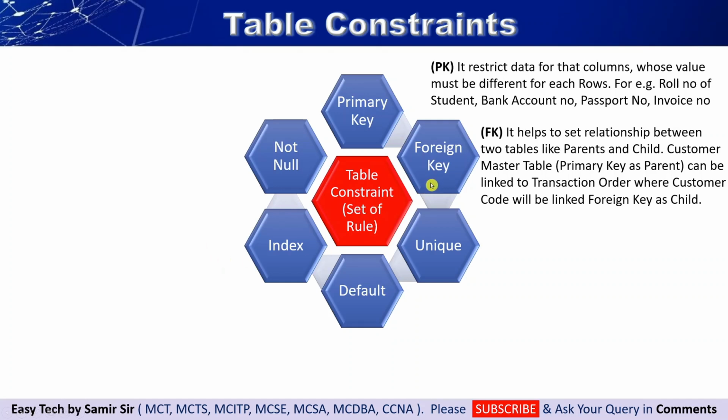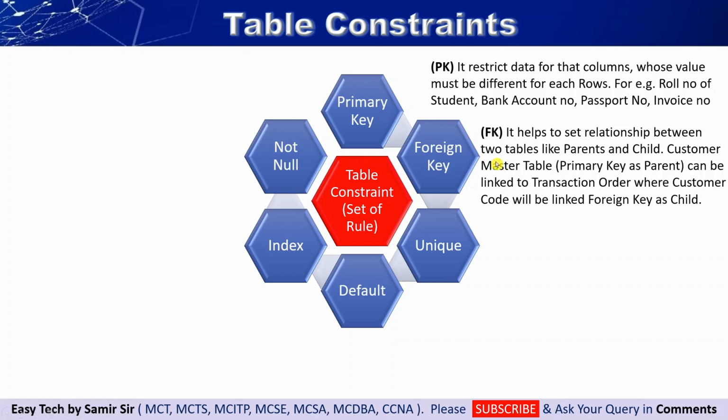Second is a foreign key, also known as FK. It helps to set a relationship between two tables, like parent and child. Before a parent exists, a child cannot be present. So once you want to do a transaction with a bank, first of all you have to open an account with the bank, which can be referred to as a master table, or a primary key, or a parent. Once a parent is present, that means the primary key record is present, it can be linked with the transaction record, where the customer code can be linked with the foreign key, like a child.